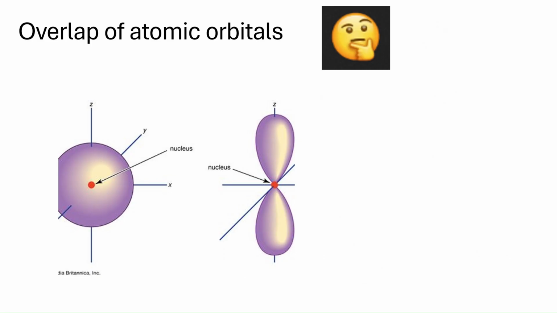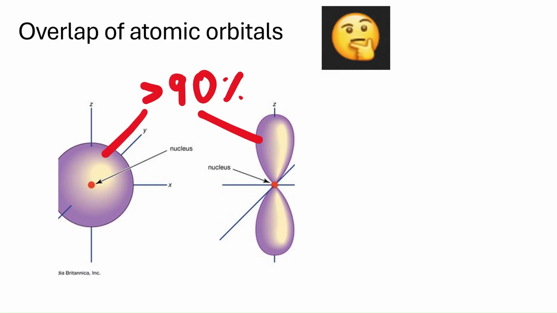Okay, now let's break down what overlap of atomic orbitals means. An atomic orbital is a three-dimensional region of space around an atom's nucleus where there is a high probability, more than 90% chance, of finding an electron.